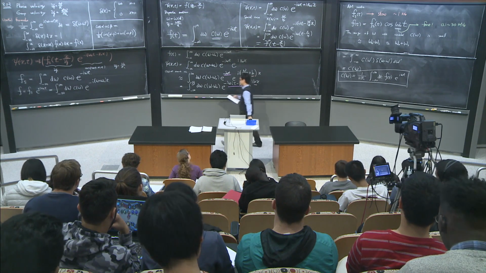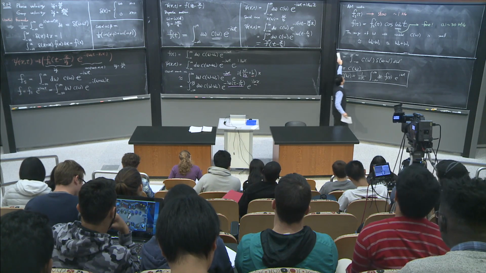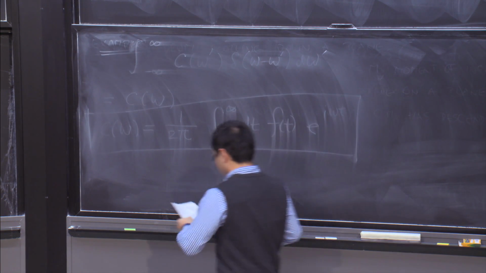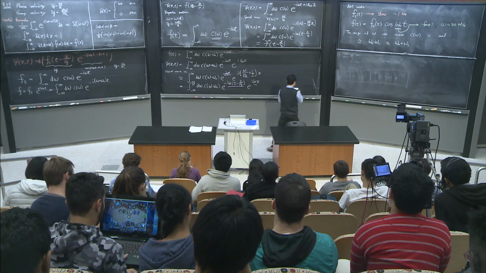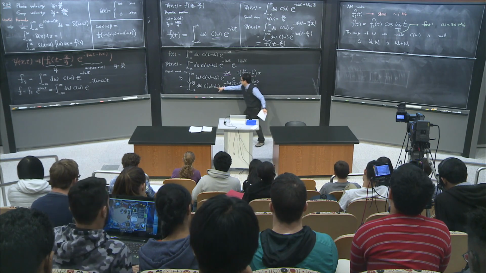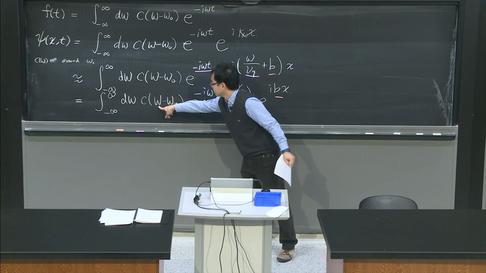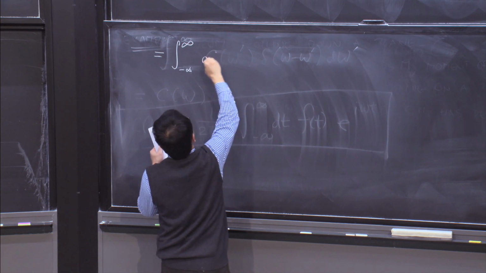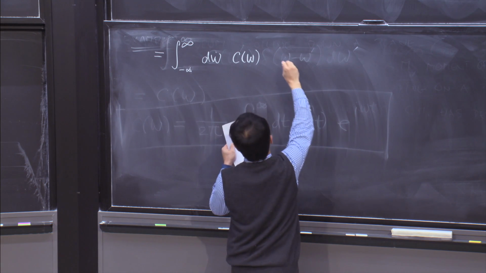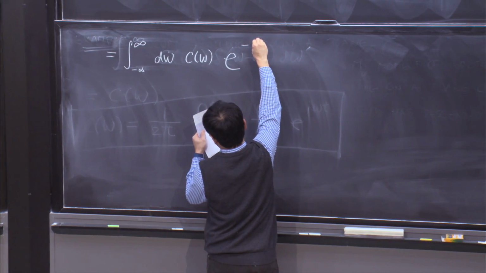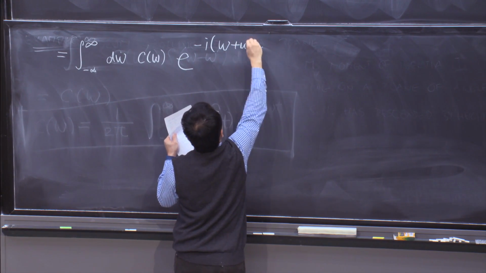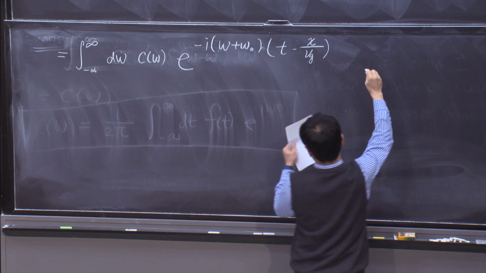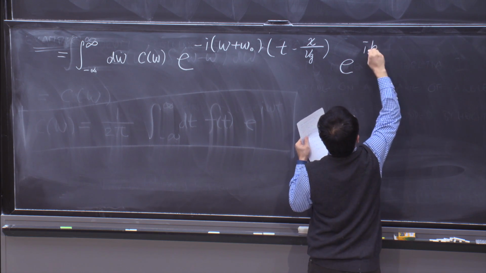So now I would like to use this board, so I need to erase that. Okay, so now I continue from here, and I can again change the origin of this infinite integral, so that this can be rewritten as the integral from minus infinity to infinity d omega c, a function of omega, exponential minus i (omega plus omega 0)(t minus x divided by Vg), okay? And the exponential i dx, okay?